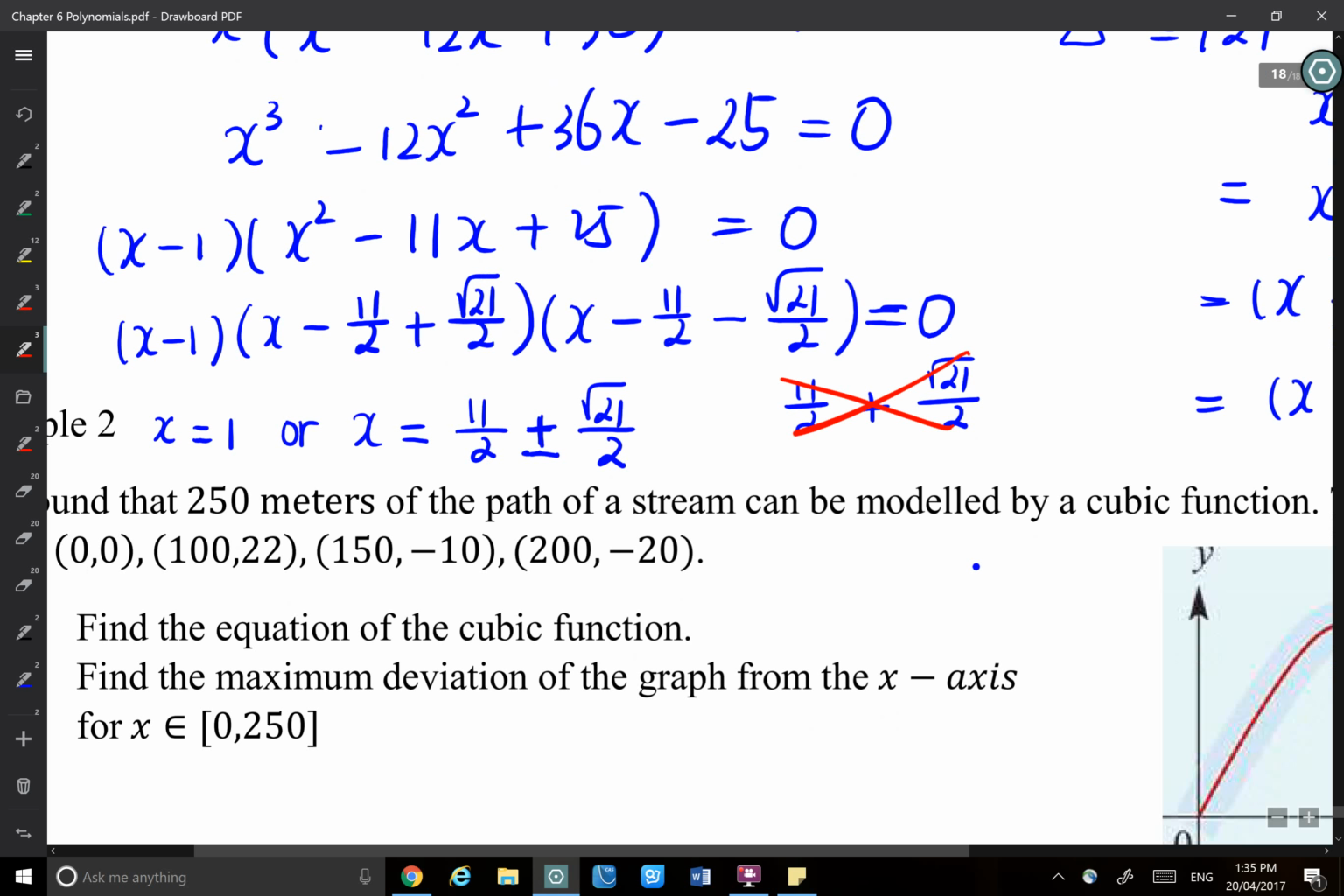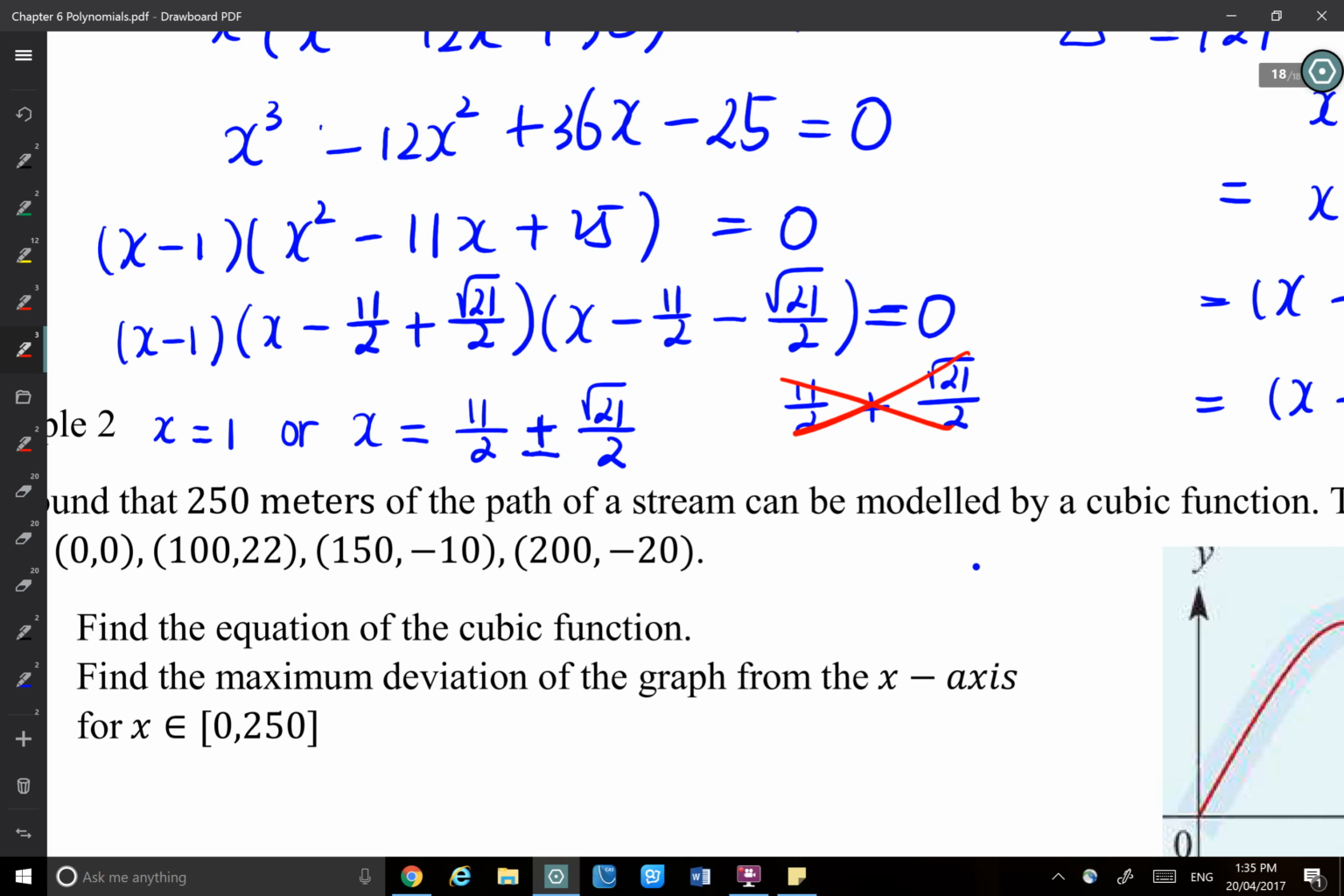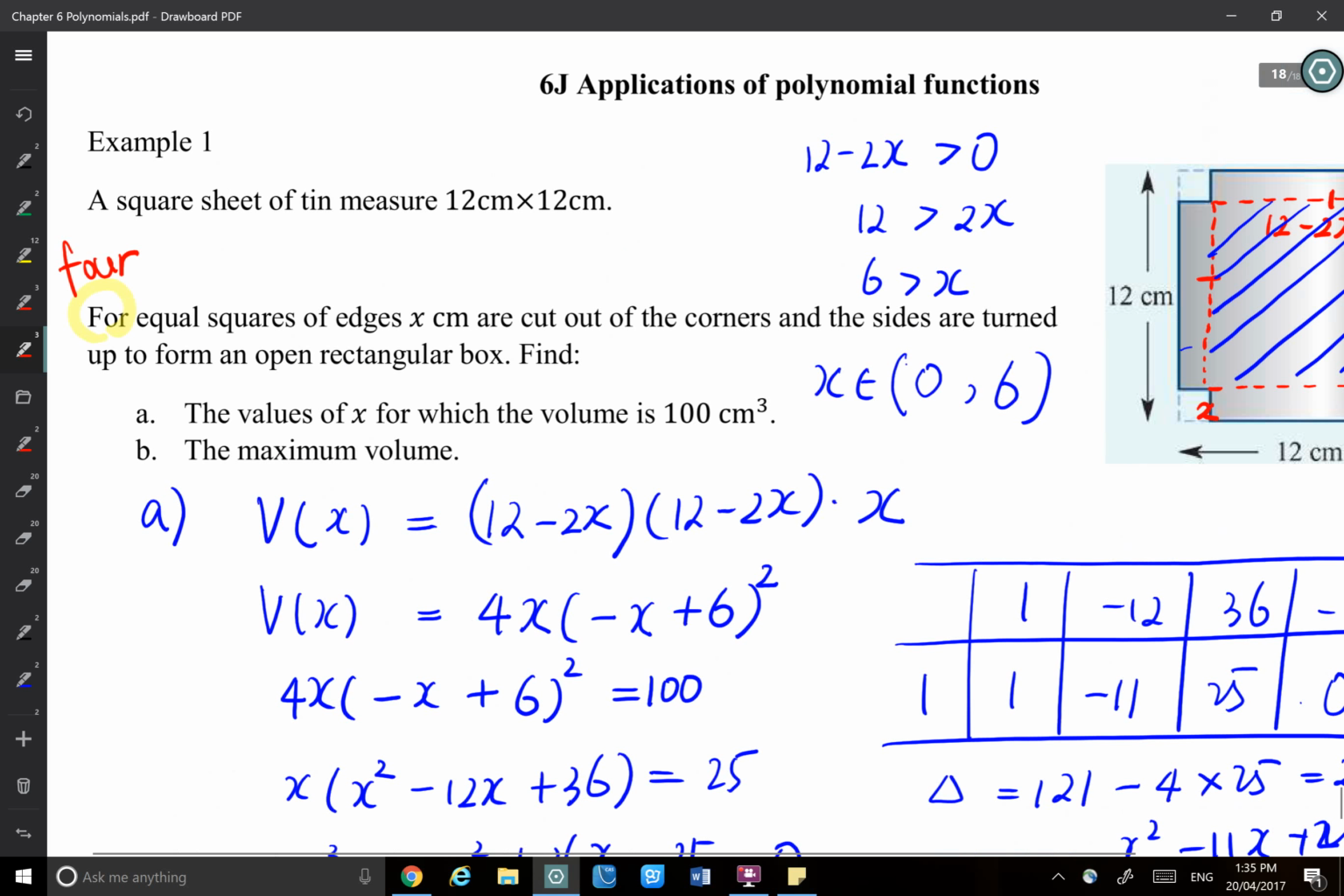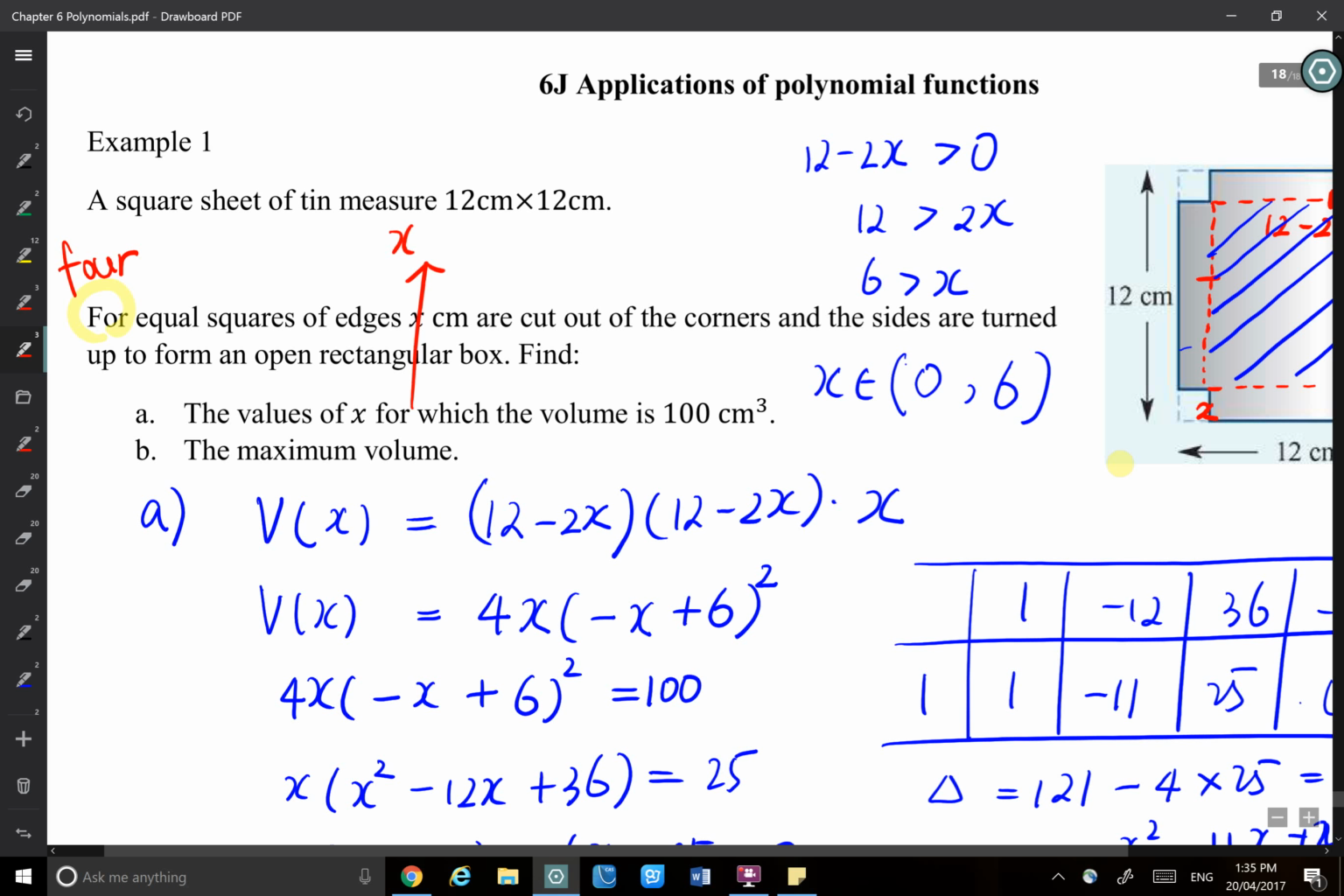Okay, root 21 is in between 4 and 5, and divided by 2 is in between 2 and 2.5. And then plus another 5.5 is definitely out of 6. So that is out of the domain. And let's think about the 11 over 2 subtract that. Is that alright? Yes, that is alright. So for this question, x will equal 1 or x will equal 11 minus root 21 over 2.